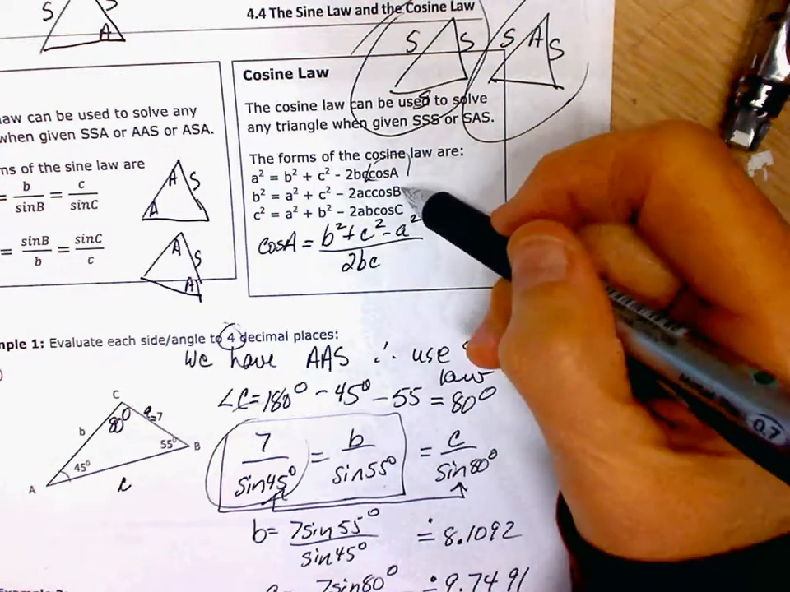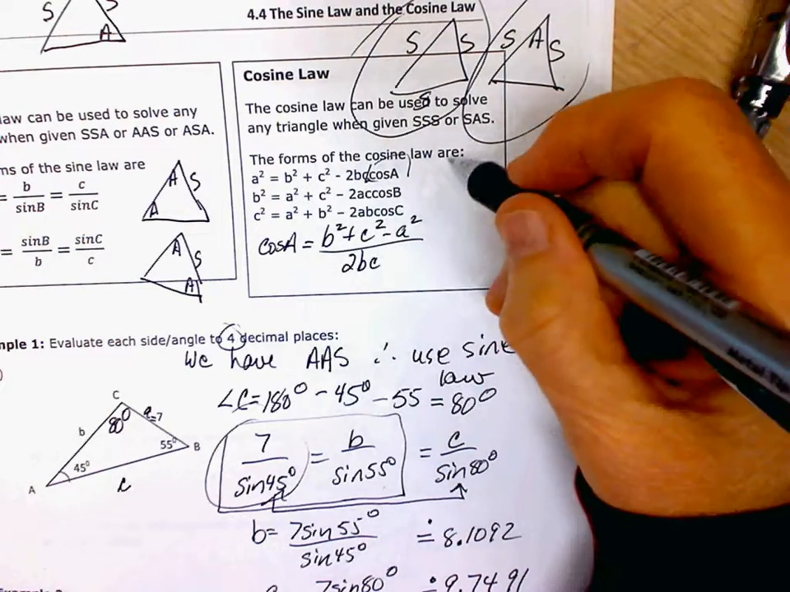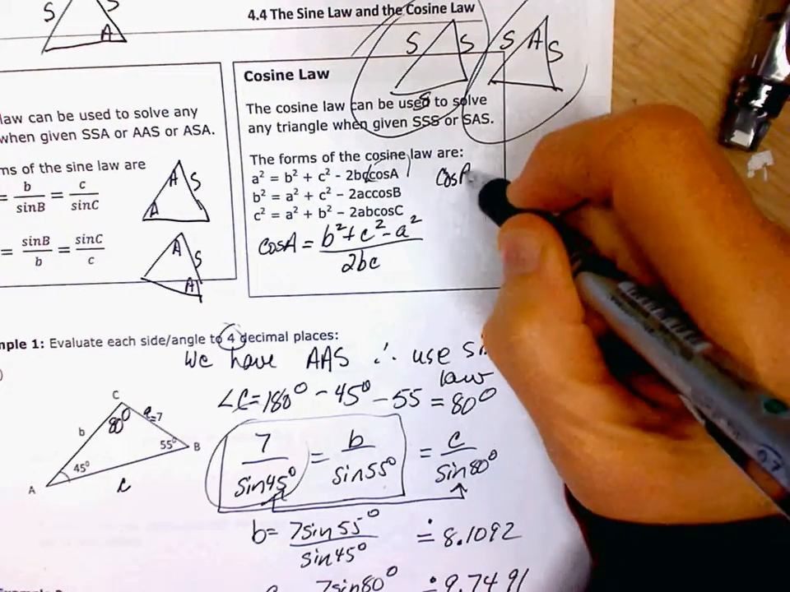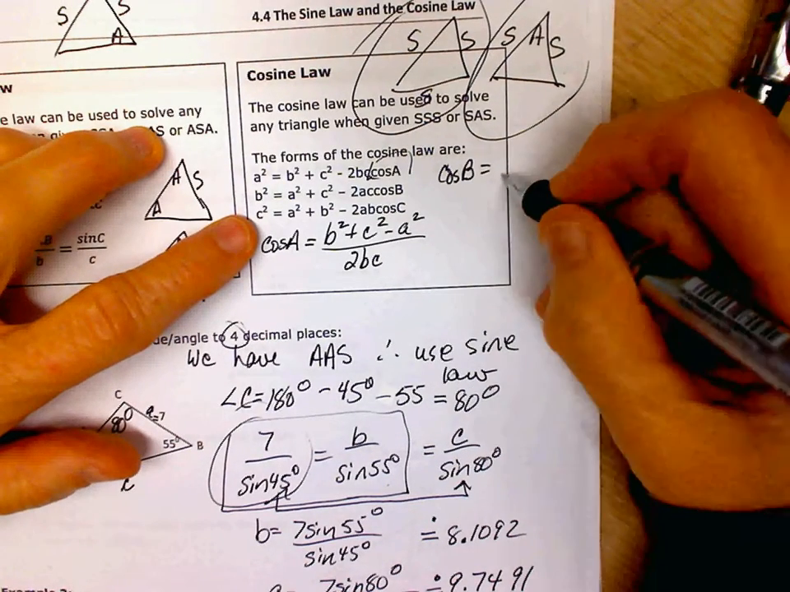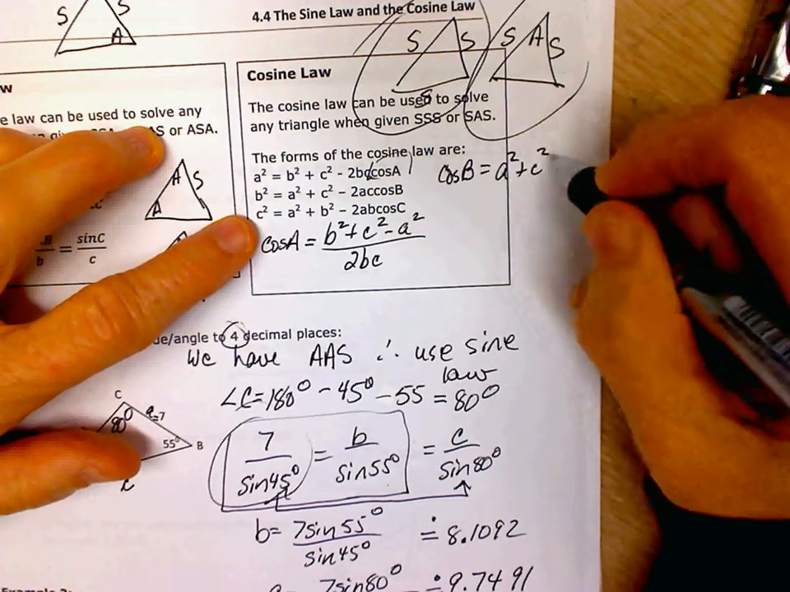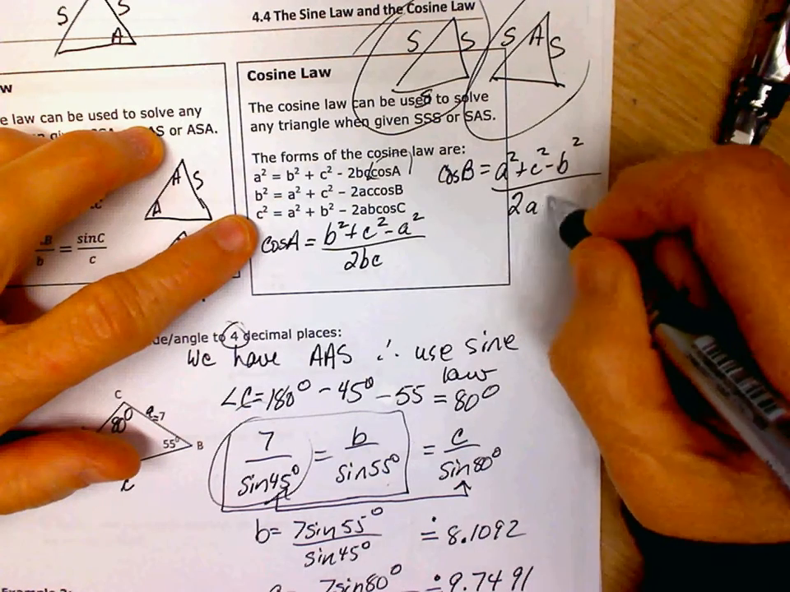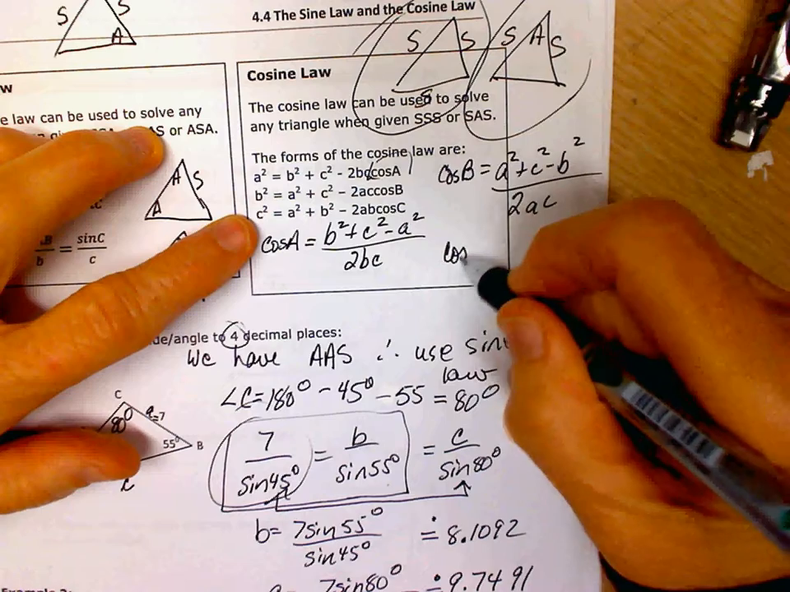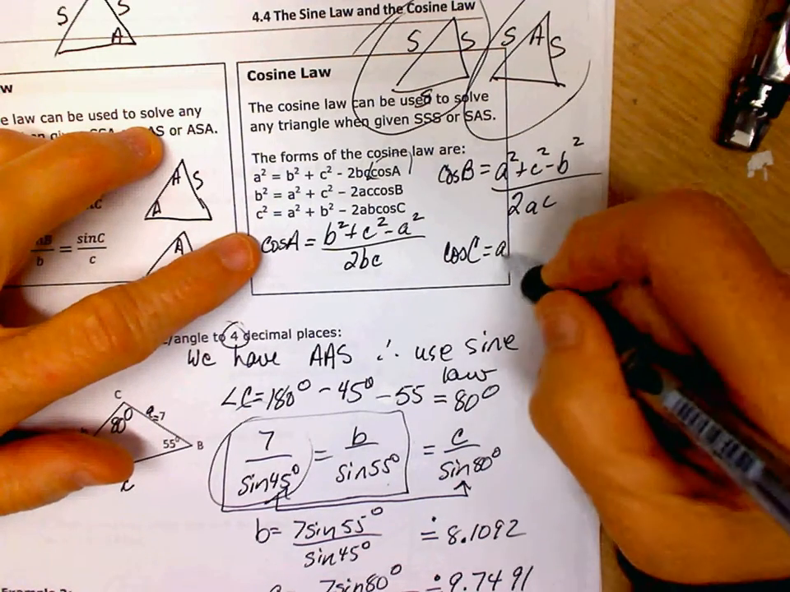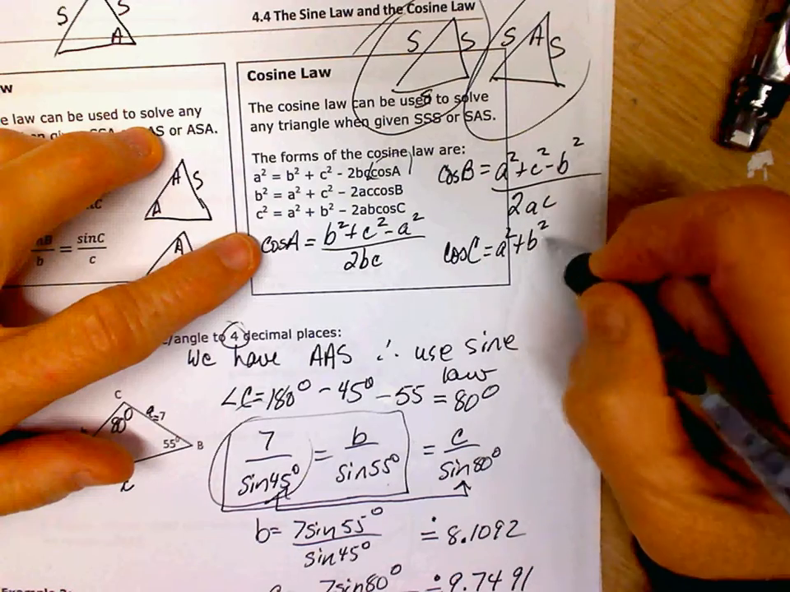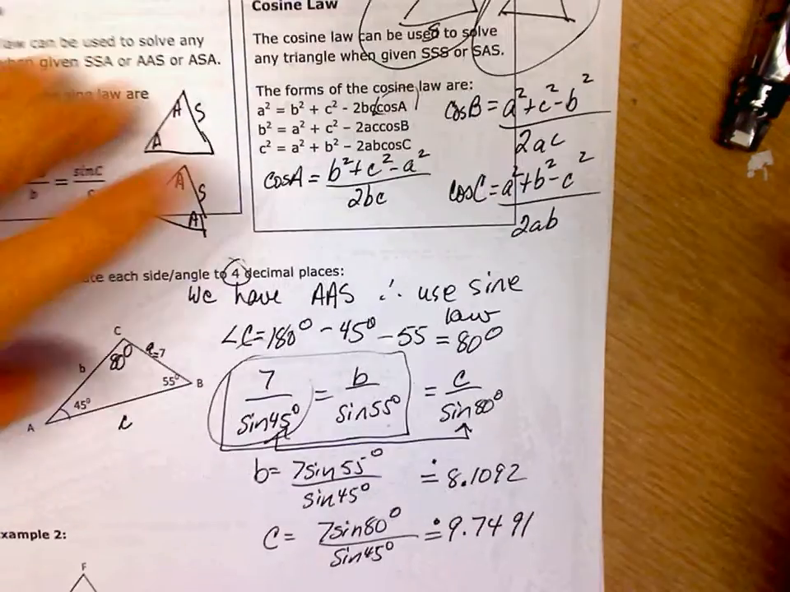I don't think we need to go through all of them, but it's the same idea. Cos of b is equal to a squared plus c squared minus b squared all over 2ac, and cos of c is equal to a squared plus b squared minus c squared all over 2ab. Okay?